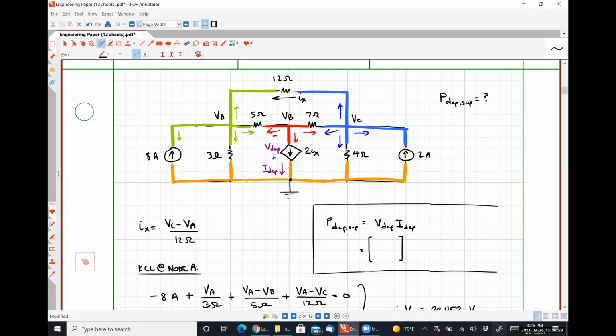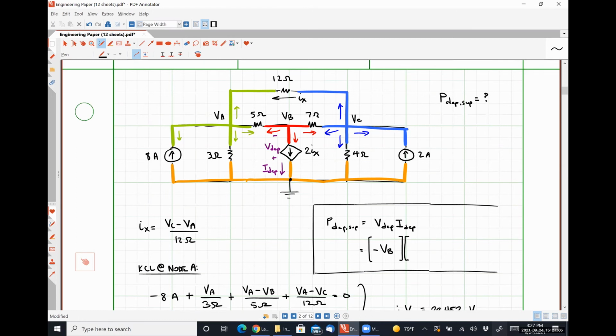Whenever I have a voltage defined with a plus and a minus sign, and I want to put it in terms of my nodal voltages, what I do is I say that the nodal voltage at the positive polarity terminal, which in this case is ground or 0, minus the nodal voltage at the negative polarity terminal, which in this case is VB. So V dependent is negative VB in this case, right? So negative VB.